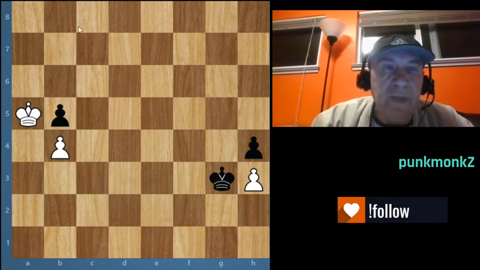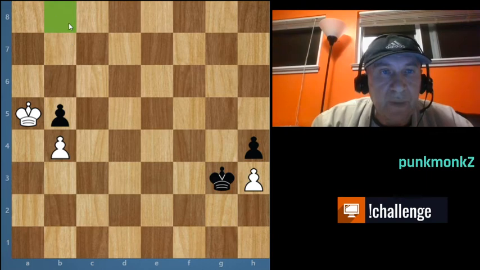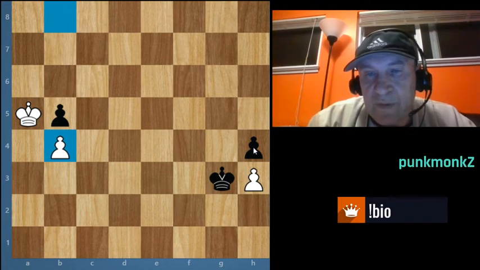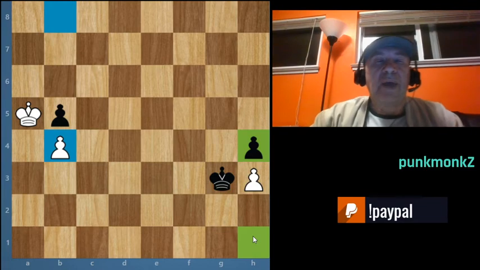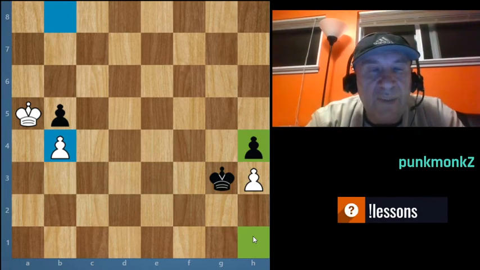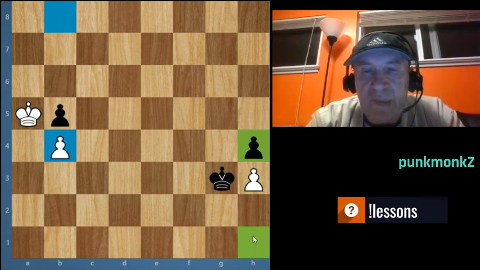So Headbanger says with white to move, it takes 6 moves. Let me do it in blue. It takes 6 moves for the pawn to promote, and it takes 5 moves for this pawn to promote. So now, let's see, where would the things be then? Where would the things be?